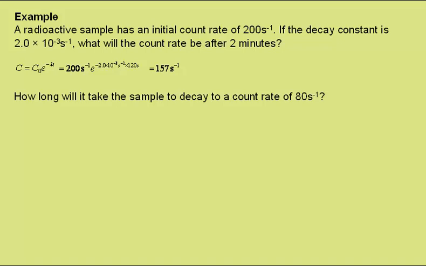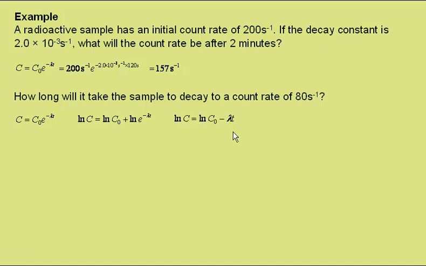Next we're asked how long will it take the sample to decay to a count rate of 80 counts per second. Well, again we use this equation, but now if we take natural logs of both sides, we get the natural log of the count rate is equal to the natural log of the initial count rate. Here the factors are multiplied together and the logs then get added together, so we must add the natural log of e to the minus lambda t. But the natural log of e to a power is simply the power itself. So we can write ln c is equal to ln c naught minus lambda t.